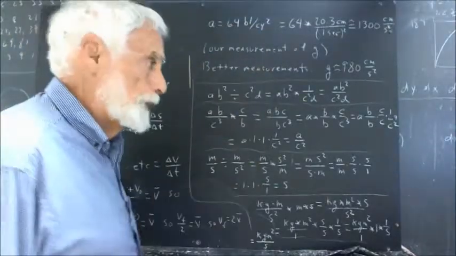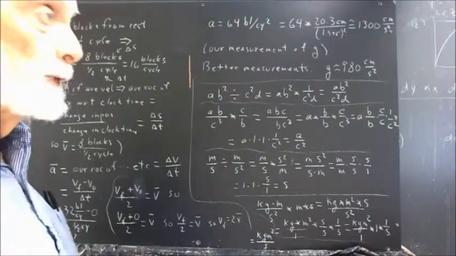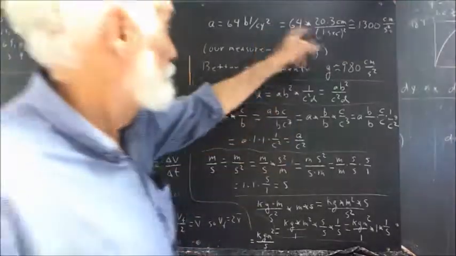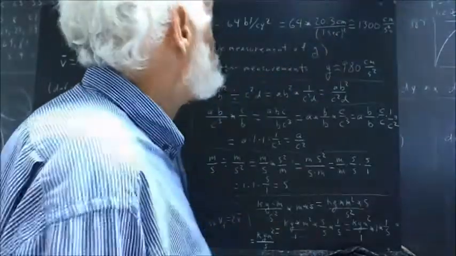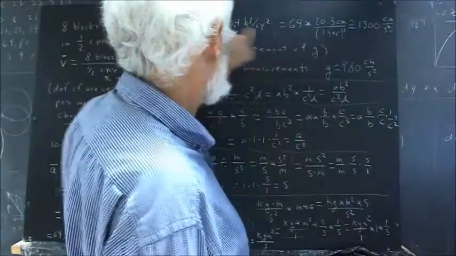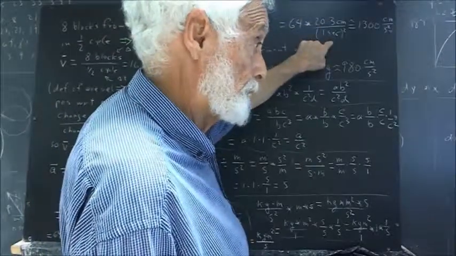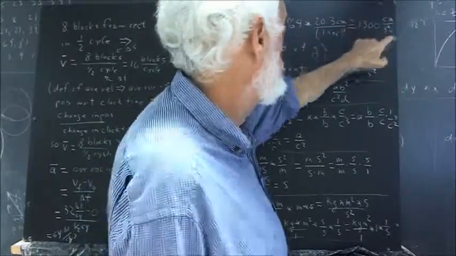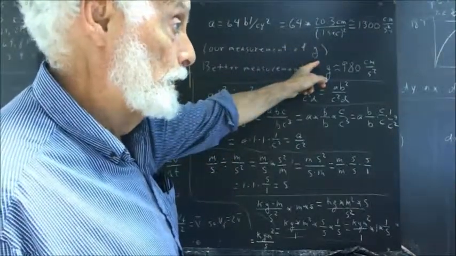And a cycle, well, now you can go to a timer and time the pendulum. You saw it going back and forth. I think it was pretty close to 1 second, but I didn't actually measure it. But let's just say that that is 1 second with probably a little bit of uncertainty, but I don't think there's a whole lot. So a block is 20.3 centimeters. A cycle is 1 second. So that 64 blocks per cycle squared is 64 times 20.3 centimeters divided by the square of 1 second. And you work out all the units there, you get 1,300 centimeters per second squared. Okay, and that's our measurement of g.